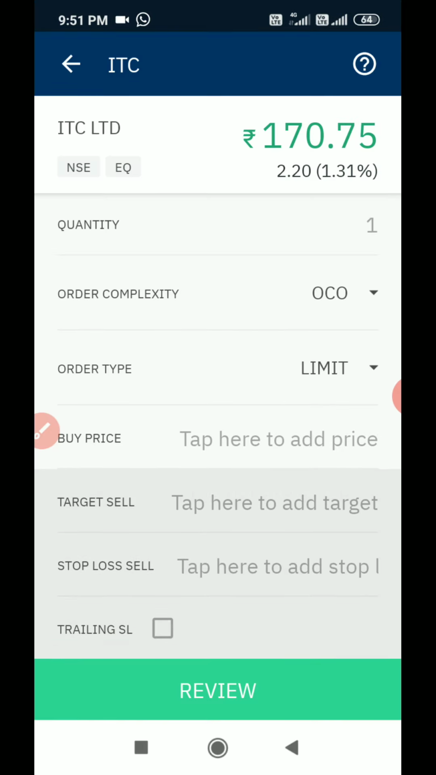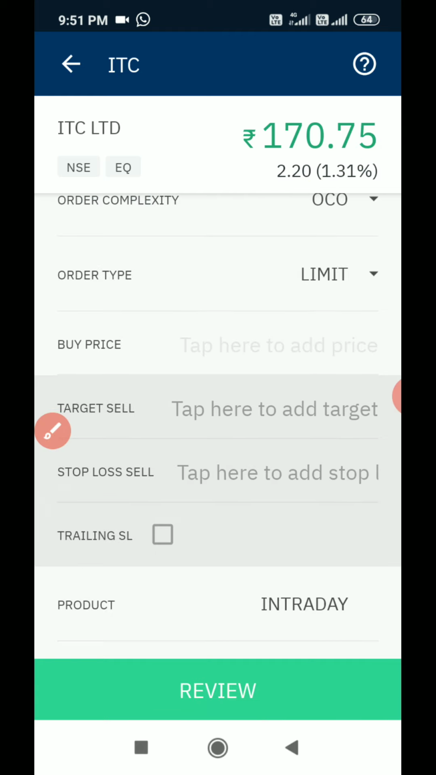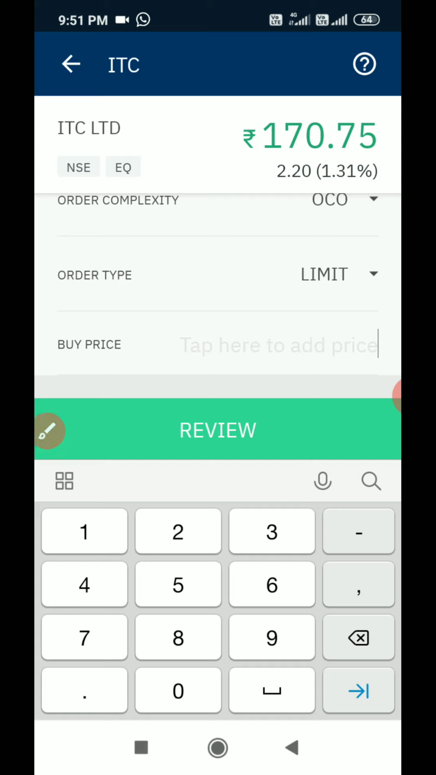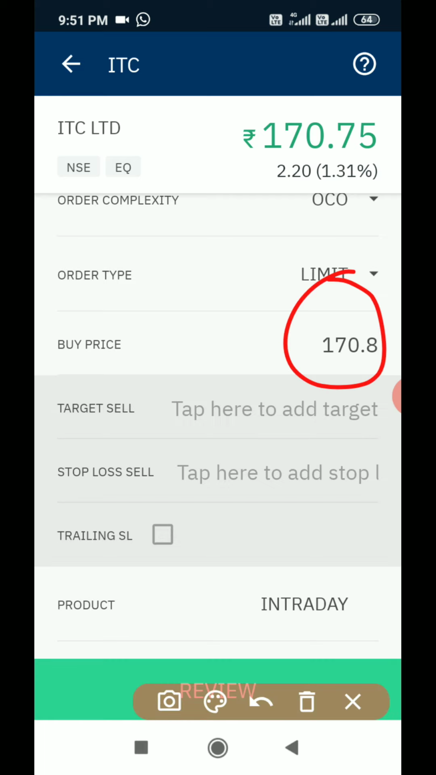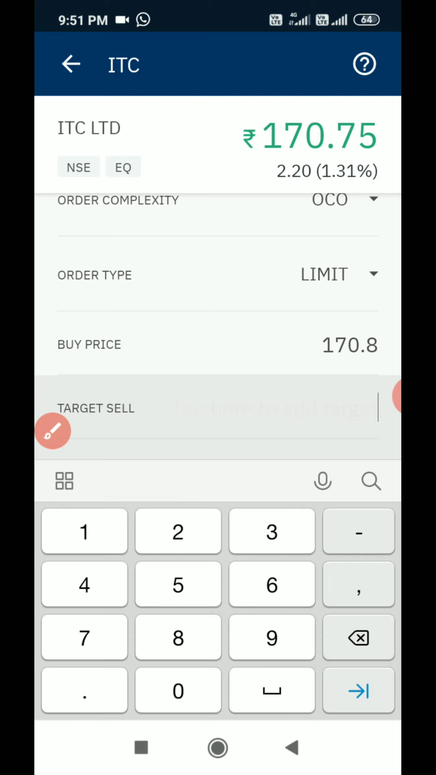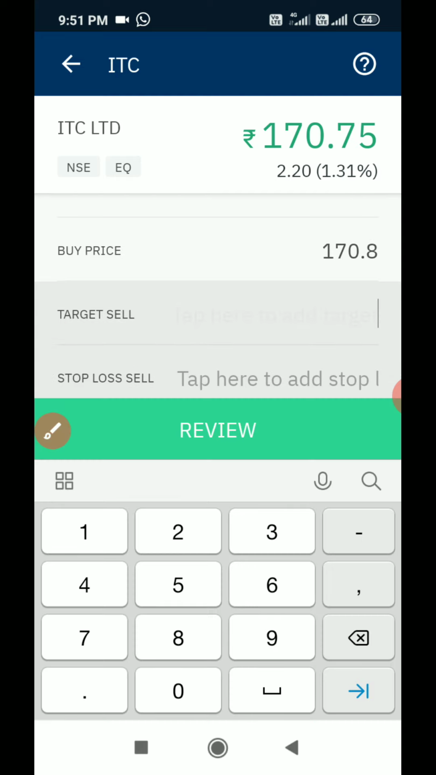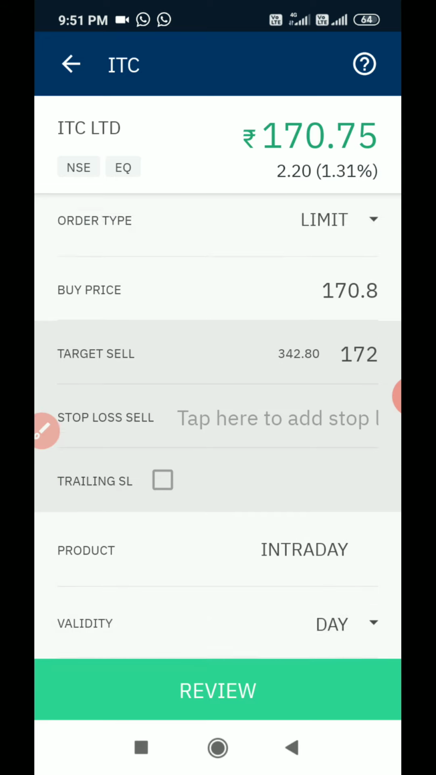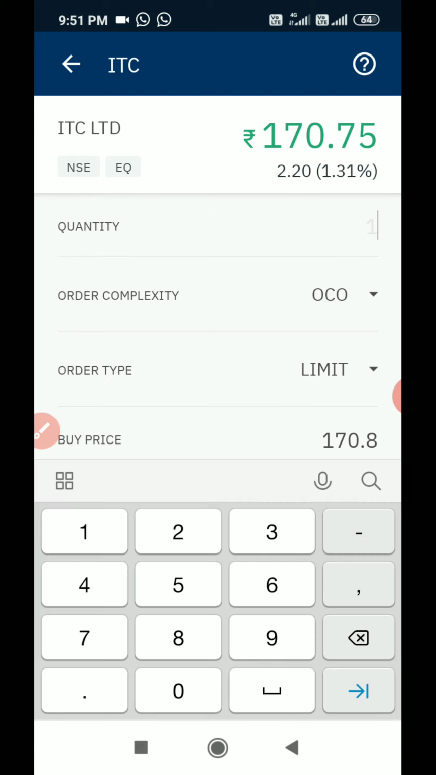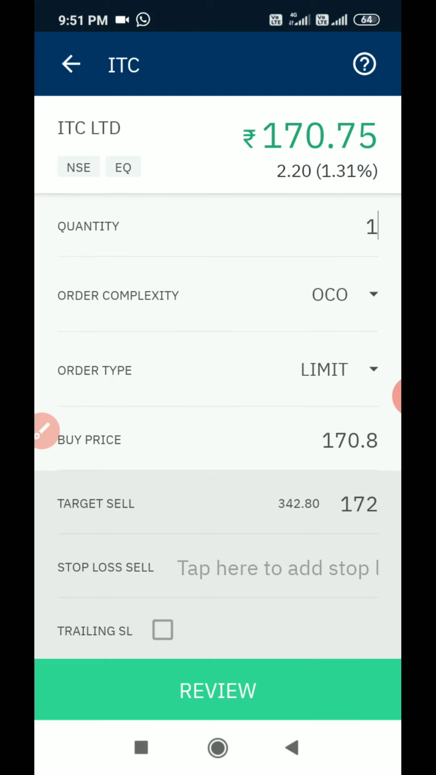The current price of ITC is 170. So I am putting a limit buy price of 170.8. Once this price is reached, the main order will execute. I am expecting a movement of at least 2 rupees, so I am putting 172 as the target price. The quantity also I need to select. I am putting quantity as 1 itself for a demo.